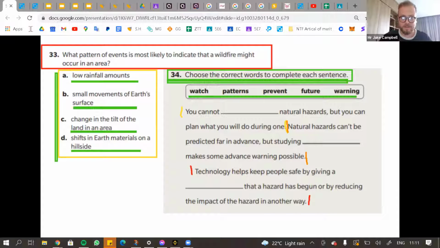So yeah, Lisa, I think it's about time. Wait a minute. For the yellow part, the first part, I want James to answer. You cannot prevent natural hazard, but you can plan what you will do during one. Nice.